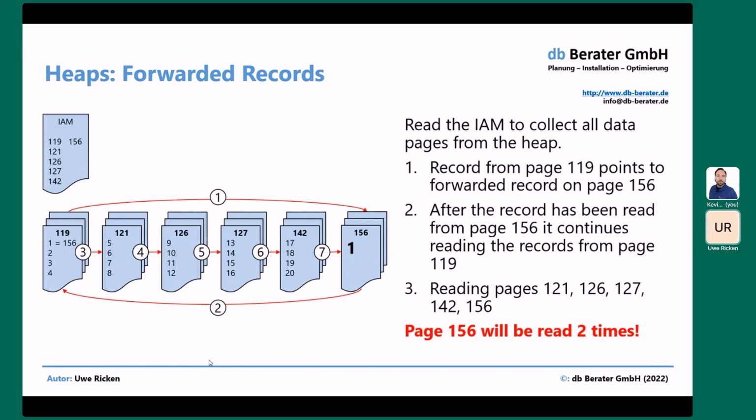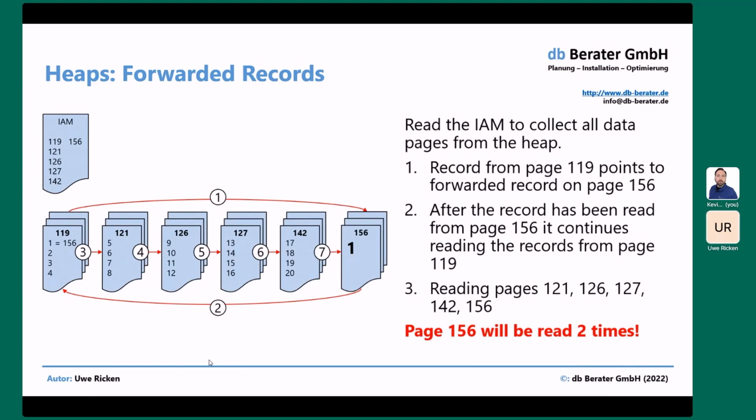Step number 2: SQL Server will move over to 156 and read record number 1. When it has read this record, it goes back to 119. And then it starts reading, oh yeah, the IAM said go to 119, to 121, 126, and so on and so on. And then comes the really, really stupid thing. The postman did not recognize that he has already been in 156 and goes again to 156. So this is the problem: page number 156 will be read two times. Or in other words, a forwarded record will always read a data page twice.